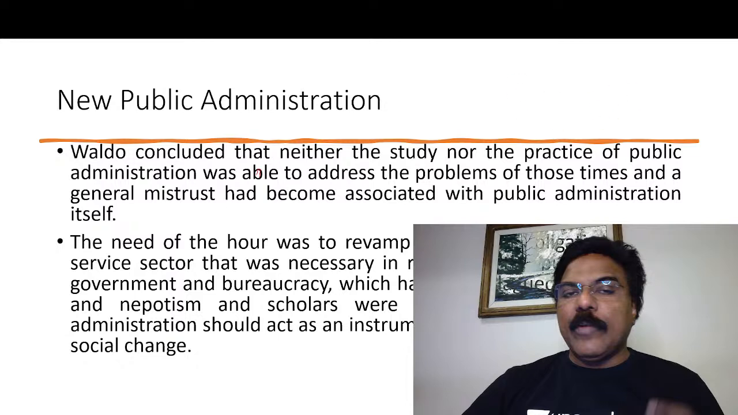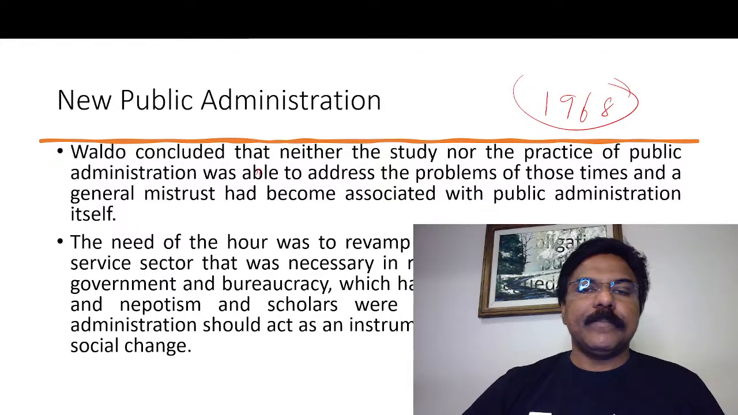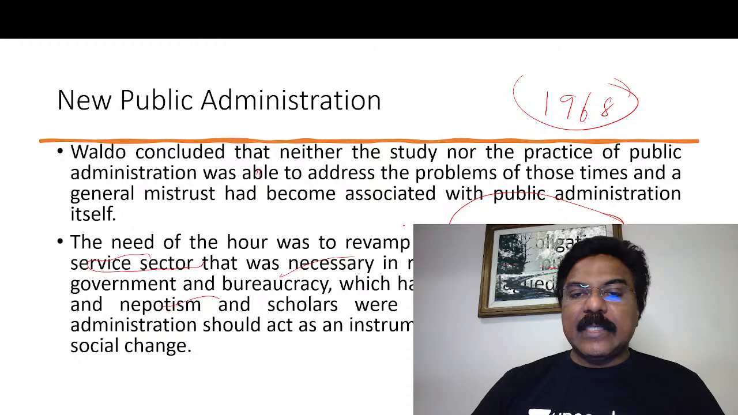I was born in that year. Was to revamp the ethical obligations of the service sector. That was necessary in rebuilding the public's trust. So trust was lost. Rebuild the public's trust in government and bureaucracy, which was plagued by corruption, nepotism, and public administration should act as an instrument of initiating and sustaining that social change.